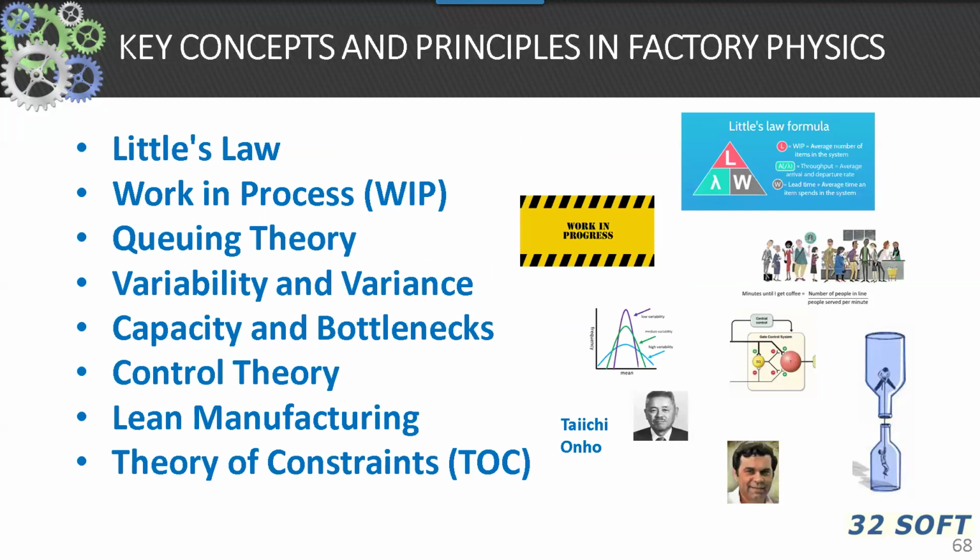It's basically composed of 8 key concepts or principles. Little's Law, which defines inventory as equal to throughput times flow time, work in process. Queue theory, variability and variance, capacity and bottlenecks, control theory, lean manufacturing, and theory of constraints.